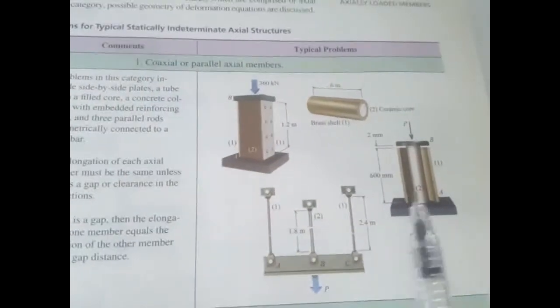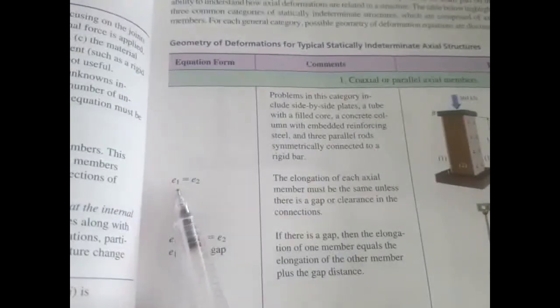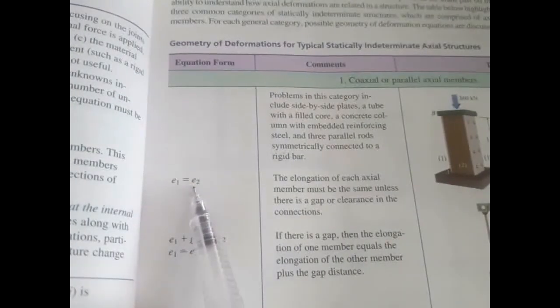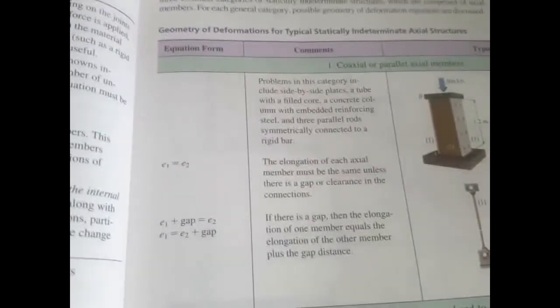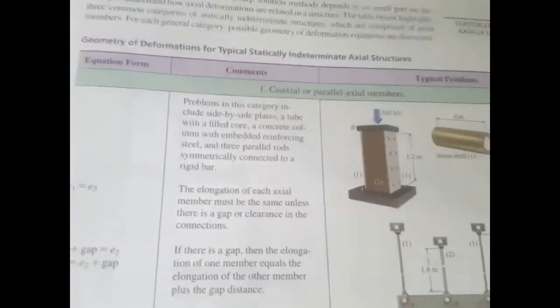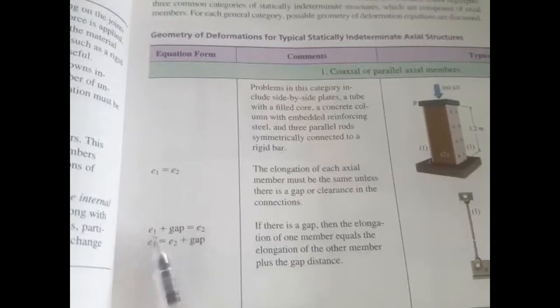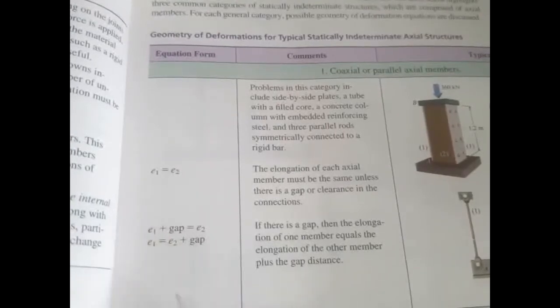Okay, so if that's the case, then simply the deflection at member 1 is just equal to the deflection at member 2. Now, if you have some gaps, then you just have to add them, for example, the deflection at 1 plus the gap is equal to the deflection at 2.